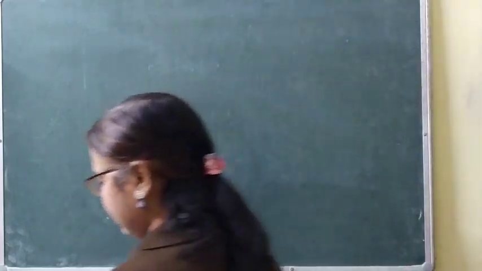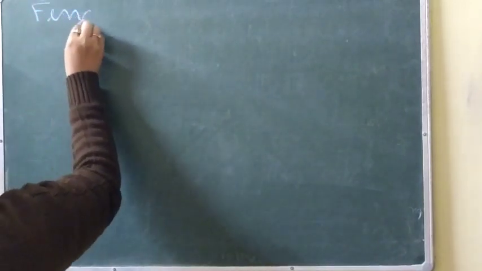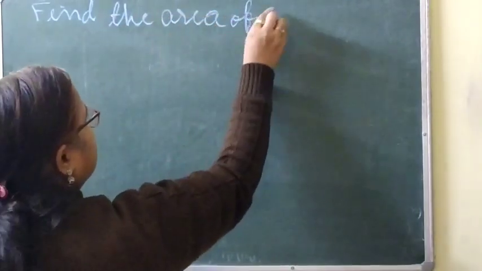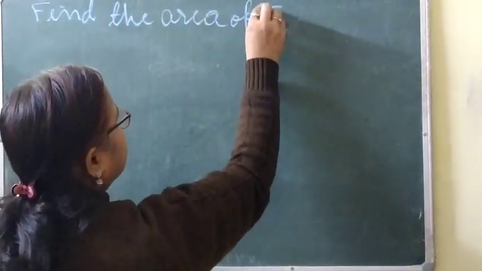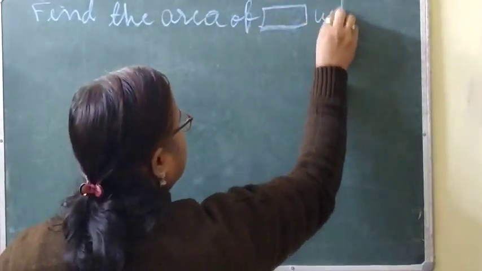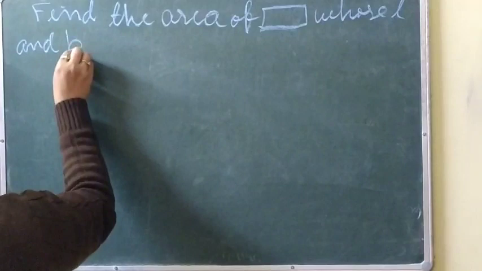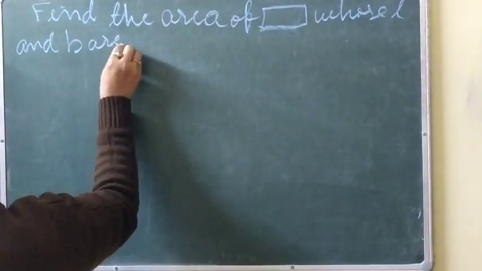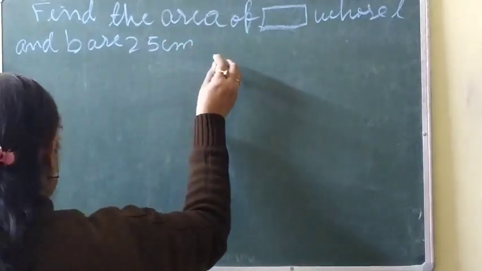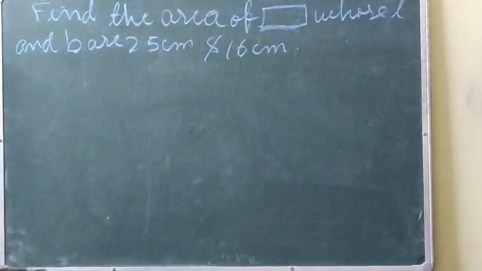So question number 1. Find the area of a rectangle. This is the sign of rectangle. Okay, rectangle whose length and breadth are 25 centimeter and 16 centimeter. This is the question. Clear? How we'll solve it?